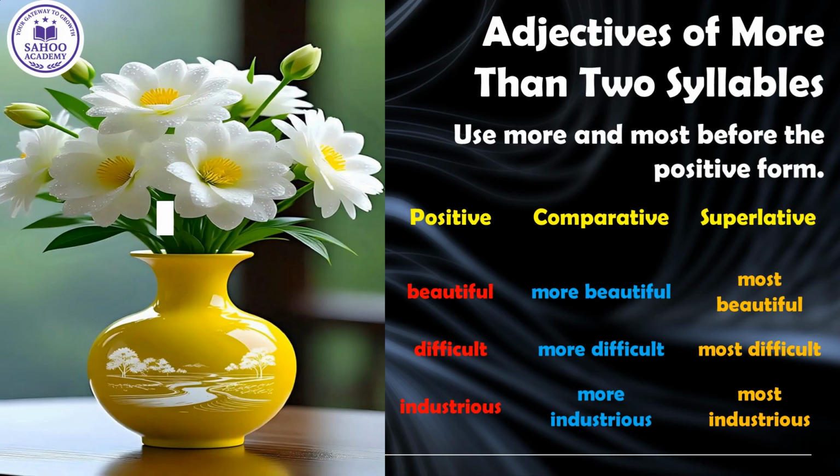For example, beautiful, more beautiful and most beautiful. Difficult, more difficult and most difficult. Industrious, more industrious and most industrious. So remember, whenever the adjective is long, we simply use more and most before it. That's the easiest way to compare long adjectives. Got it? Yes. Now, this is our next slide.